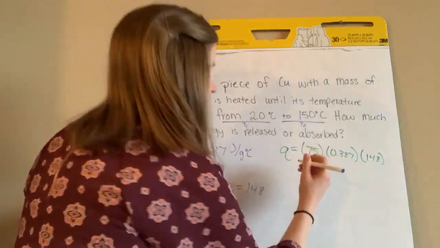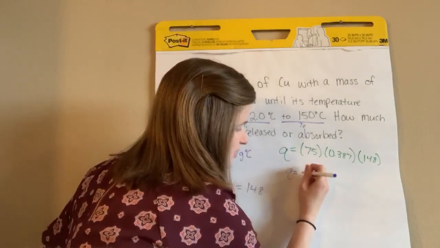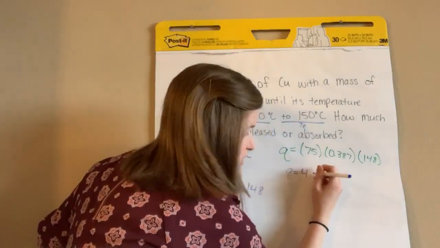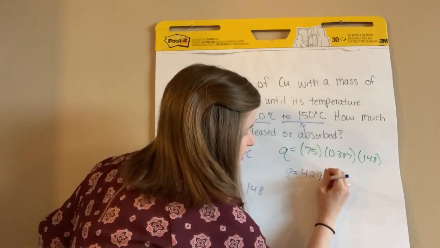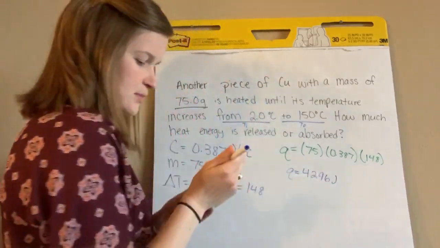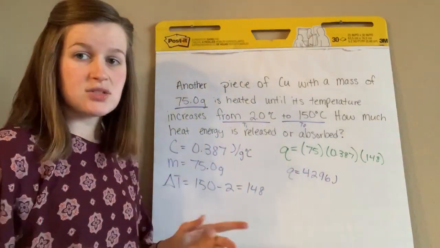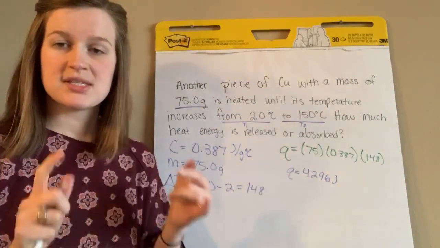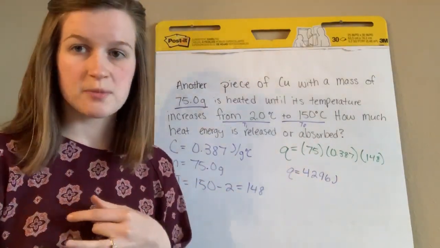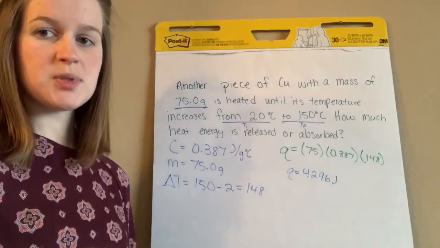4,295.7. So Q, and I want 3 sig figs, is 4,296 joules. My units are joules. So now then, this is a positive number, which means it's endothermic, which means heat is absorbed. So hopefully seeing 2 problems worked helps you out.